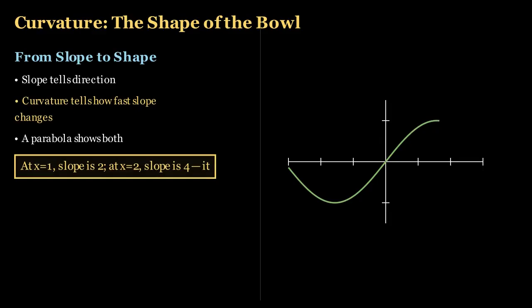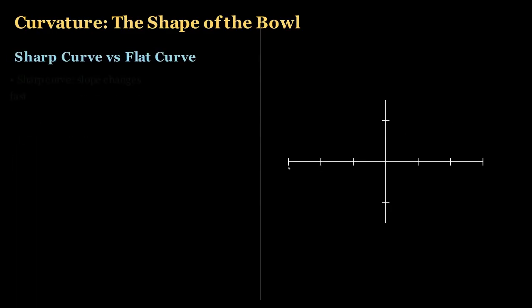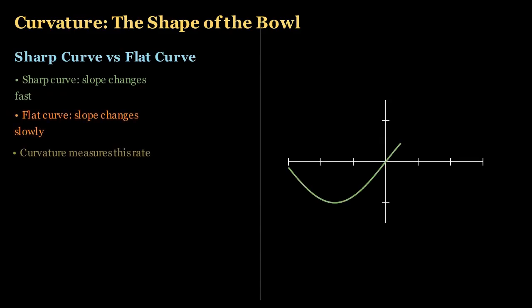A simple parabola, y equals x squared, reveals the missing piece. Watch the tangent line as we slide along. Near the bottom, the slope changes gently, that's low curvature. Further out, the slope tilts rapidly, high curvature. Curvature is simply how fast the slope itself is changing.